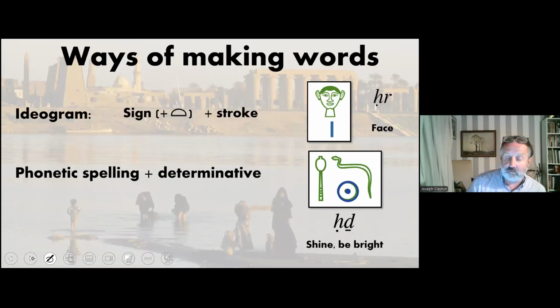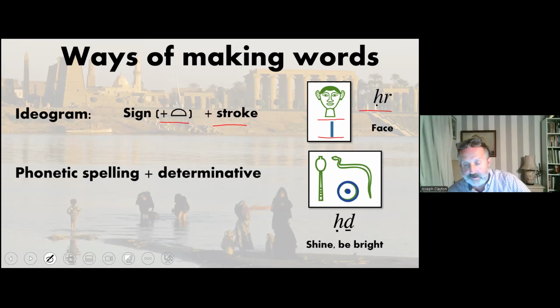Right, ways of making words. So you've got an ideogram, a sign, maybe a sign plus a stroke, and an example of that is her, face. We've got her, and then a stroke next to it. A picture of a face with a stroke next to it means face. That's not a particularly good example, because as we'll see later, the preposition her is also written with a face and a stroke. But anyway, it's quite easy to tell the difference.